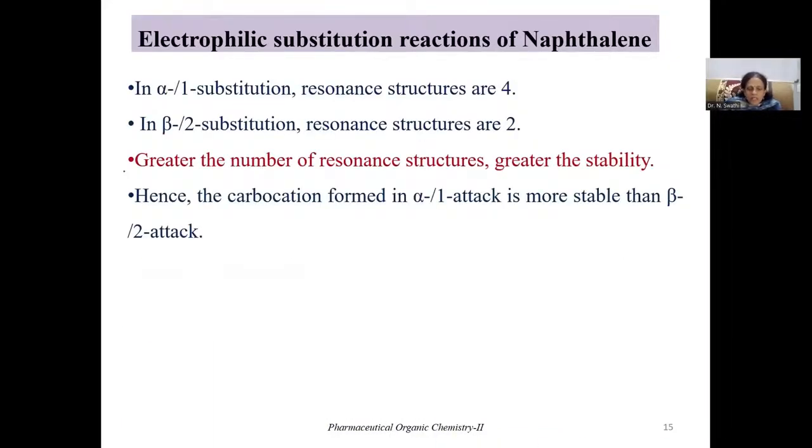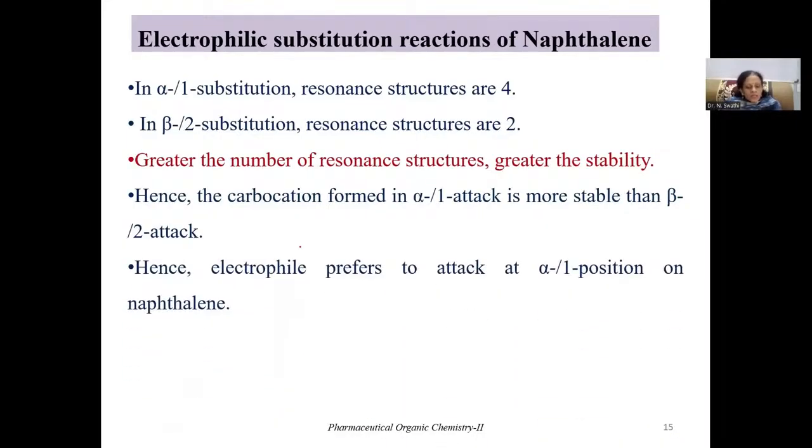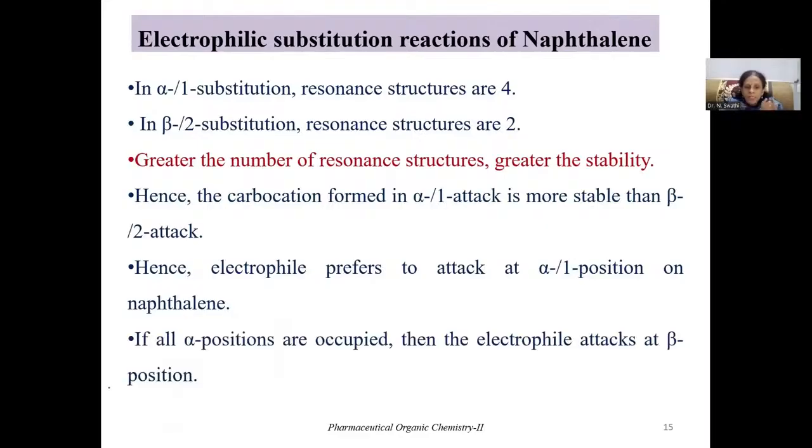So here the thing is, greater the number of resonance structures, greater will be the stability. Hence, the carbocation which is formed in alpha attack or 1 attack is more stable when compared with beta attack. Hence, the electrophile prefers to attack at the alpha position on the naphthalene ring system. It doesn't mean that beta attack is not possible when all alpha positions are occupied with the electrophile. There are 4 alpha positions in the structure of naphthalene.